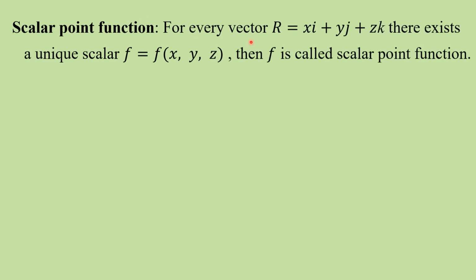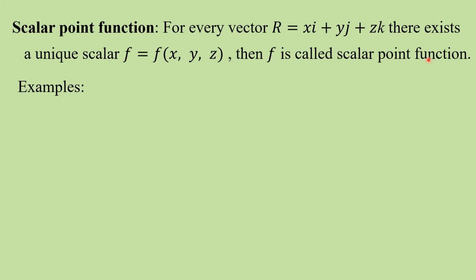For every vector r = xi + yj + zk in a region, there exists a unique scalar f as a function of x, y, z. Then f is called a scalar point function. For example, temperature at any instant, or the density of a body, and potential due to gravitational force. All these have only magnitude.